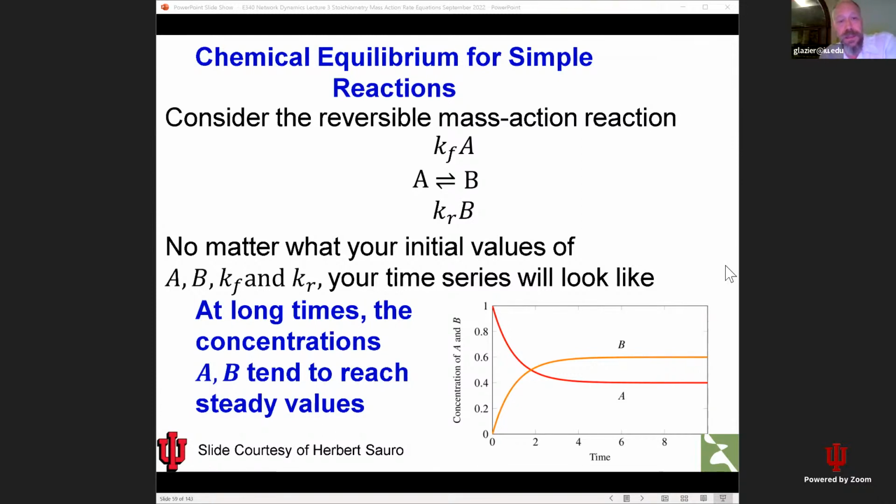So let's look at this initial one, which is A goes to B reversibly. Under mass action, A goes to B with a rate K forward times A. B goes to A with a rate K reverse times B. No worries about stoichiometric coefficients here, because they have power of 1 on both sides. And no matter what your initial values of A and B are, you're going to get effectively exponential relaxation to a constant value of A and B.